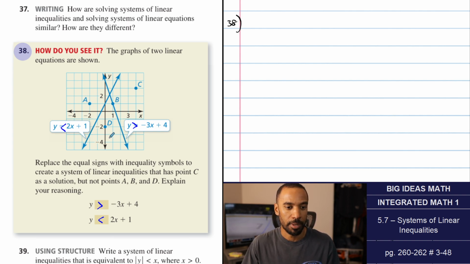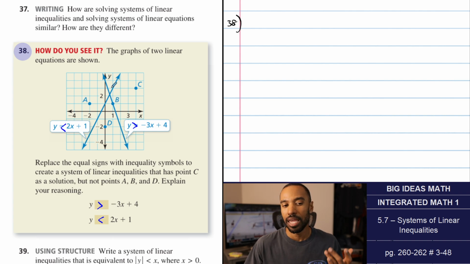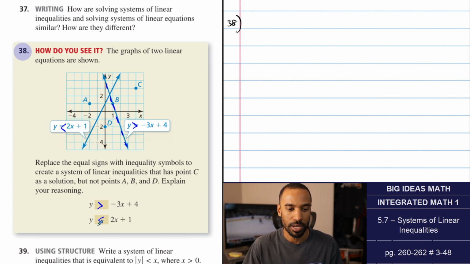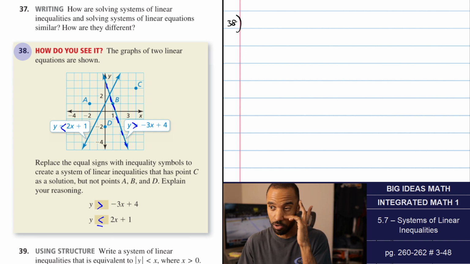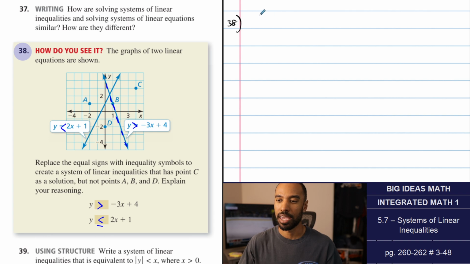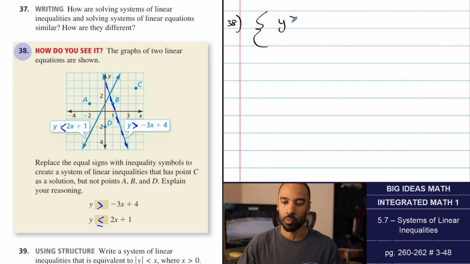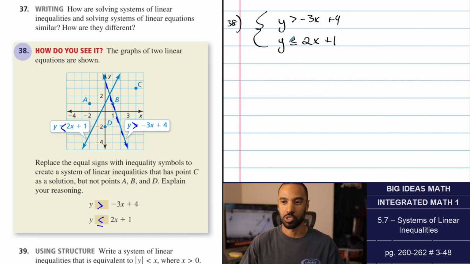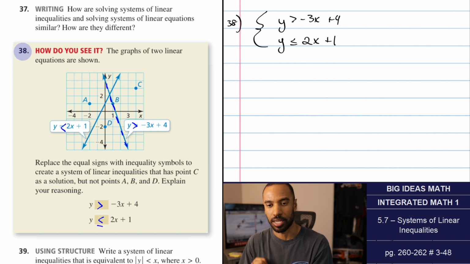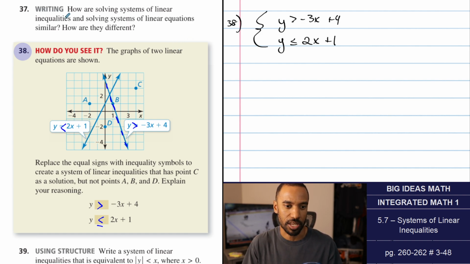It does as far as eliminating A and D, because this would be the overlapping shaded region. Does it eliminate B? It does, because this one keeps this as a dashed line, being just greater than. Can this one be less than or equal to and still be good as far as not including B? It can. So for the sake of this exercise, I'm going to do that. My answer for this will be y is greater than negative 3x plus 4, and y is less than or equal to, or you can put less than, 2x plus 1. And that's how I see it. I kind of said it out loud.